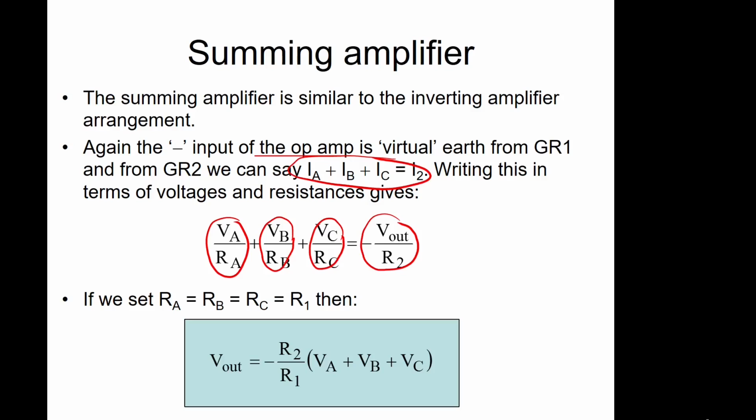If we set all the resistors equal to one value, which we'll call R1, then we've got the same weights or the same scaling on each of the input voltages. So what we have is an addition of the voltages, and then this addition is amplified by the resistor ratio R2 over R1. And because it's an inverting amplifier arrangement, we have the negative sign there. So that's our summing amplifier, and it's a way we can add voltages together and then possibly amplify them as well if we want.